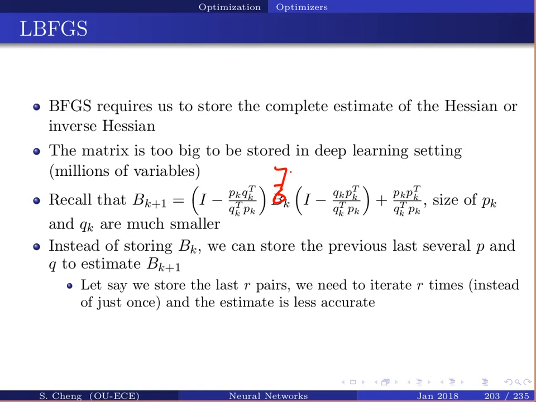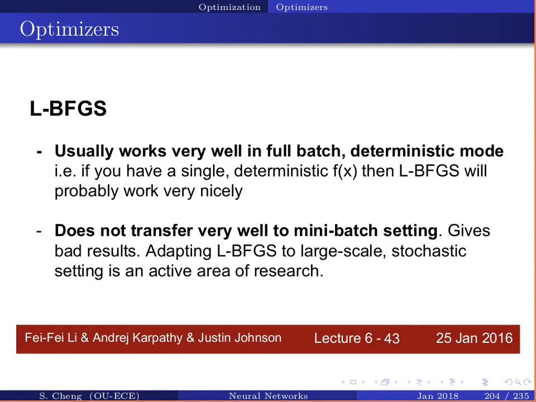Compared with the previous algorithm we just described, you need much more computational time to compute the update here, the BK. Also, it will not be as accurate, because you didn't use all the possible P and Q. Here, you just use the previous R of them. But the storage requirement will decrease drastically. So that's more or less what I want to talk about, BFGS and LBFGS.